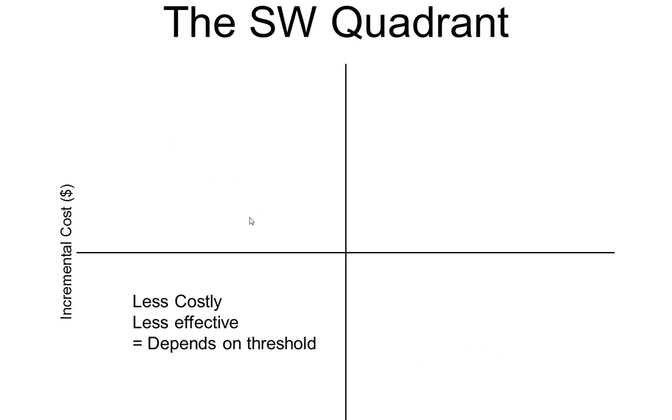And what about if we have interventions that both saved money, but we sacrificed health? Well, now again, that decision is going to depend on what the threshold is. So if we saved a whole lot of money, but we're willing to sacrifice a little bit of health, we might adopt that. Conversely, if we sacrificed a whole lot of health, but saved only a little bit of money, we probably wouldn't. So again, decisions in this quadrant really depend on what our cost effectiveness threshold is.